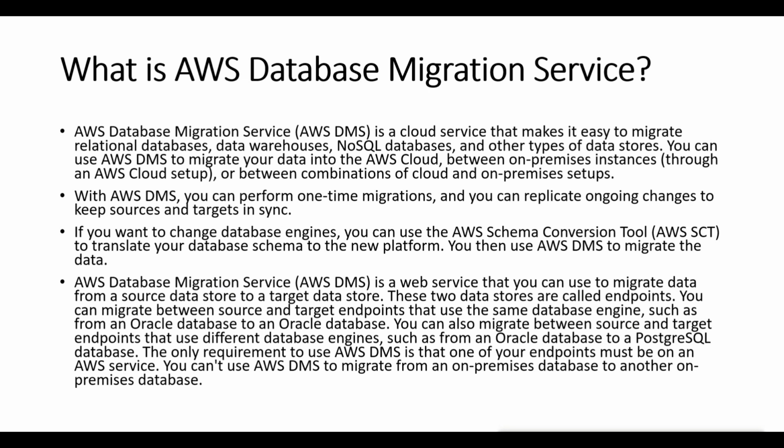AWS DMS is a web service that you can use to migrate data from a source data store to a target data store. These two data stores are called endpoints. You can migrate between source and target endpoints that use the same database engine, such as from an Oracle database to an Oracle database. You can also migrate between source and target endpoints that use different engines, such as from an Oracle database to a PostgreSQL database.